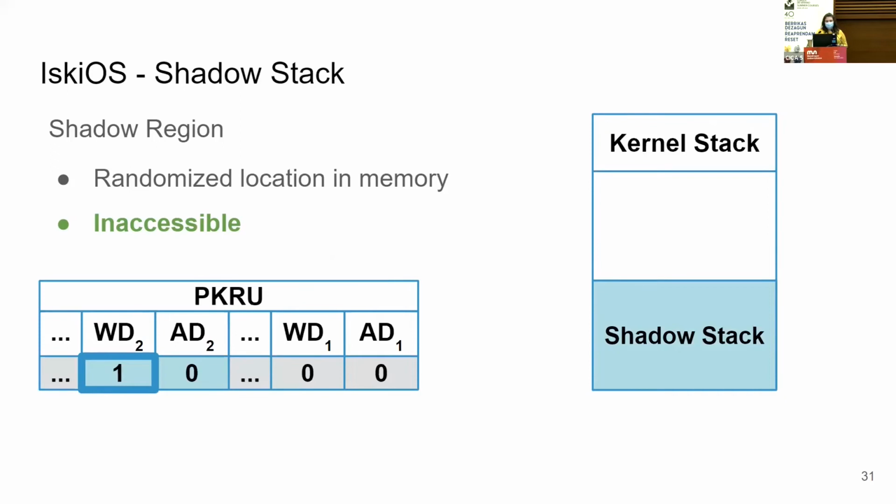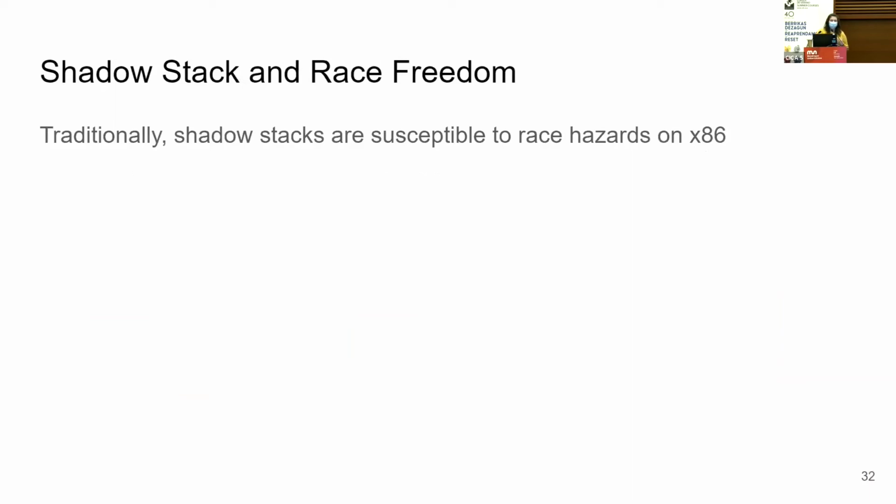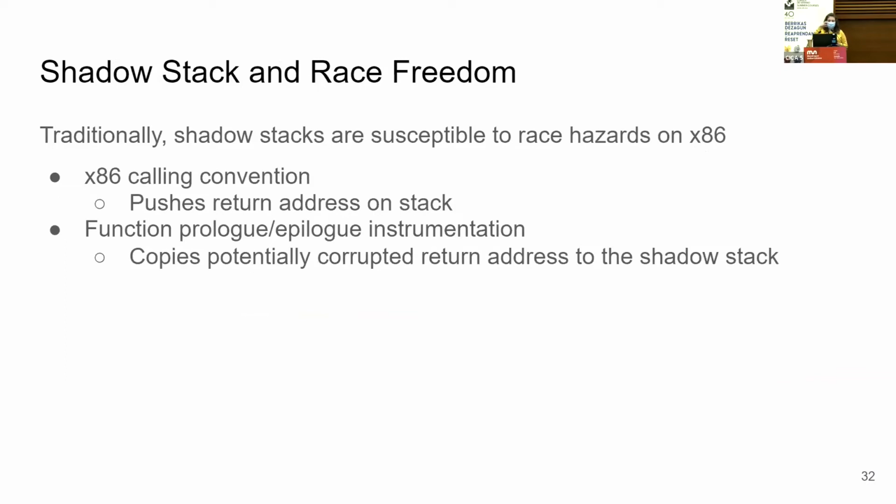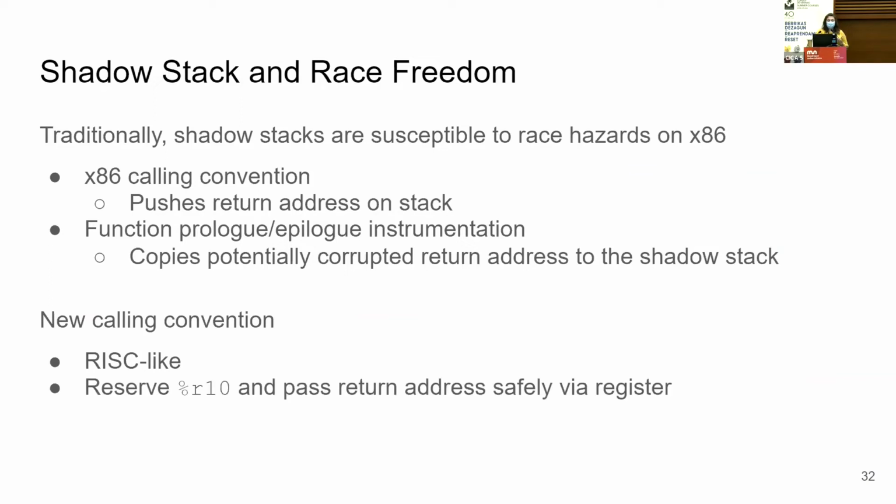And when we need to save a return address on the shadow stack, so on every function call, IskiOS will temporarily enable the access with a WRPKRU instruction, and then disable it again as soon as it has stored the return address on the shadow stack. Now, traditionally, shadow stacks have been susceptible to race hazards on x86. This is a byproduct of the x86 calling convention, which pushes the return address on the stack where it can possibly be corrupted, as well as the function prolog epilog instrumentation for shadow stacks, which typically copies the potentially corrupted return address to the shadow stack. So to prevent this, IskiOS adopts a new, more RISC-like calling convention, and dedicates the R10 register to pass the return address to the callee safely. And instead of instrumenting prologs, it now instruments only call sites.